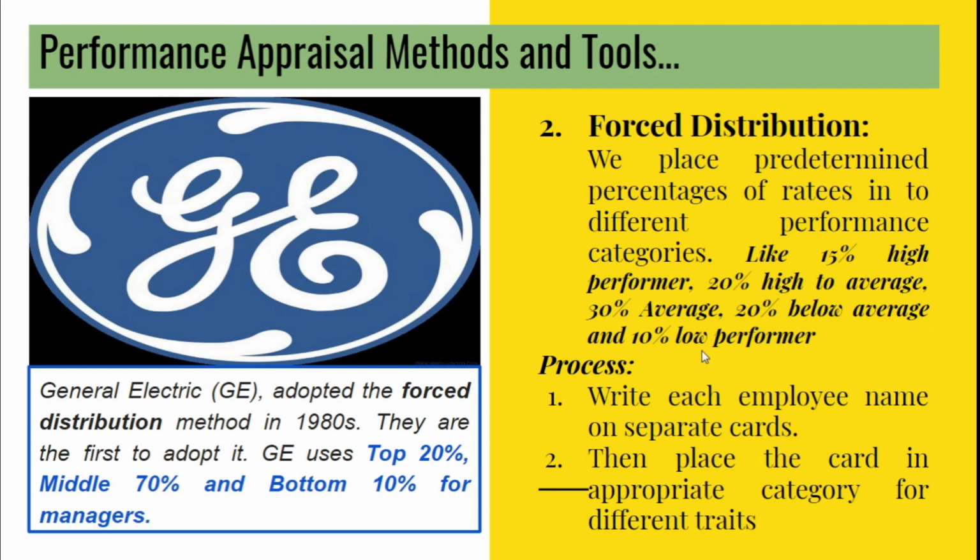GE uses top 20%, middle 70%, and bottom 10% for managers. Then the question is raised as to how the forced distribution is worked upon. For this, let's understand its process.